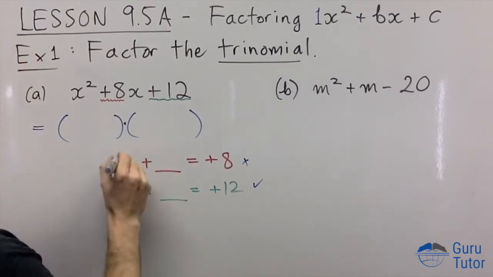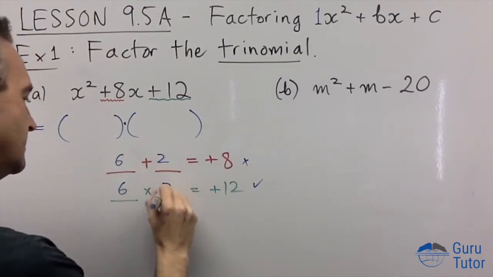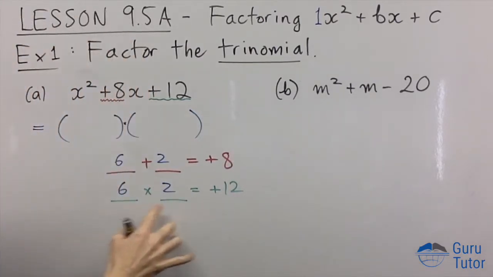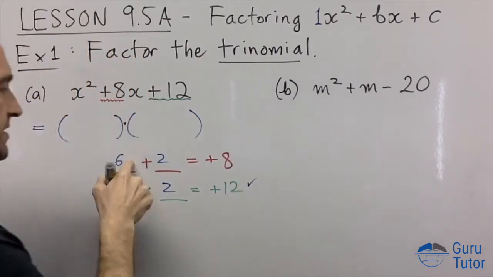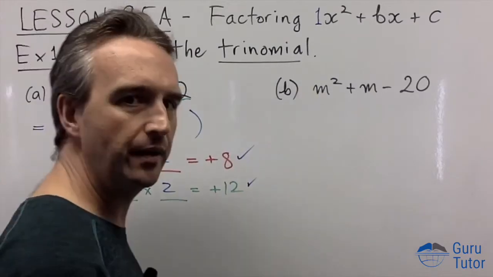6 and 2. Let's check it out. 6 times 2 is 12. That works. 6 plus 2 is 8. That works. There we go.